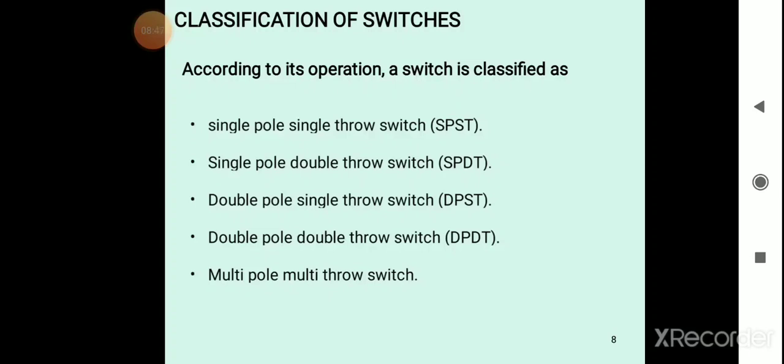Double pole, single throw switch. The meaning is it has 2 contacts and the connection is 1. Double pole, double throw switch. And another one is a multi pole, multi throw switch. It has multiple poles and multiple throws. We will discuss all these switch symbols. Once you see the symbols, you may understand what the poles and throws are.